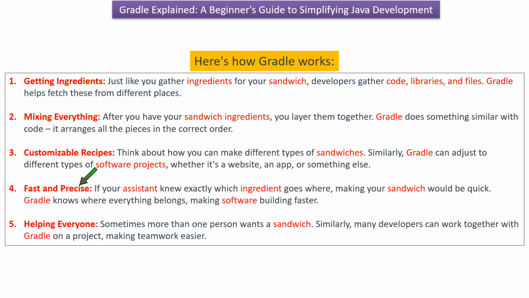Fourth point is fast and precise. If your assistant knew exactly which ingredients go where, making your sandwich would be quick. Like that, Gradle knows where everything belongs, making software building faster.